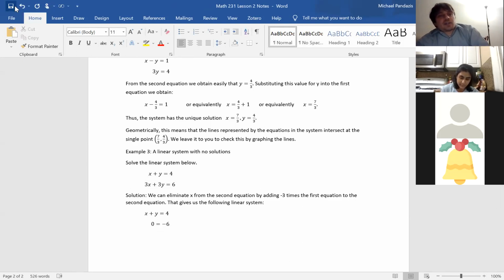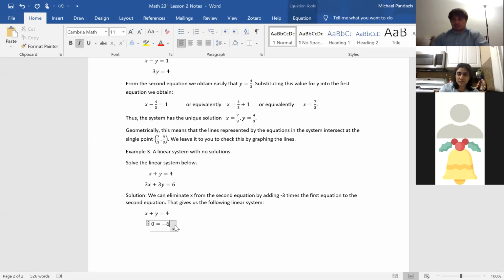Okay, so now from adding -3 times the first equation to the second, we get a linear system with the same solutions as the original system. Okay, so the act of multiplying one of your equations by a constant and adding that constant multiple of one equation to another does not change the solution set of your resulting system from the original. So that means the new thing you get is x plus y equals 4, which is the same, but then the second equation becomes 0 equals -6.